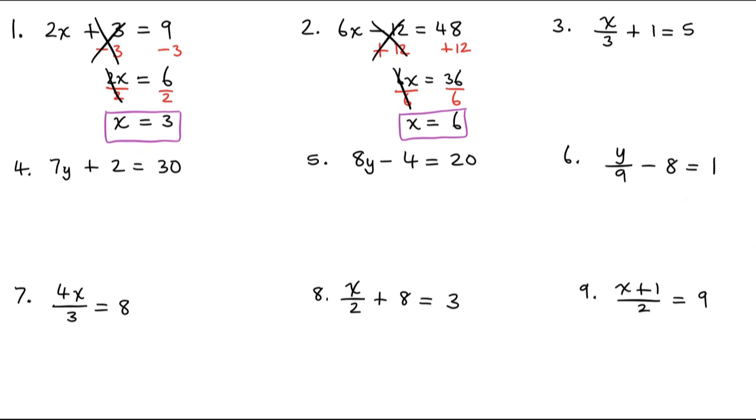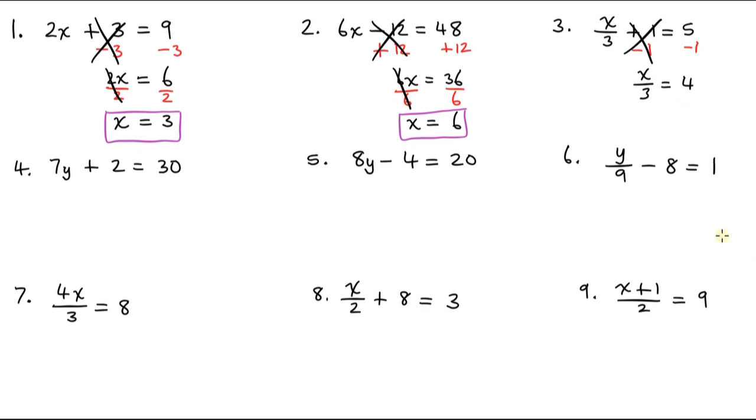Okay, question number 3. x divided by 3 plus 1 equals 5. So this time, to get x on its own, I'm going to get rid of this plus 1 first. So if I subtract 1 from the left and subtract 1 from the right, well, now I've still got that x over 3. So x divided by 3. The 1's just cancel. And on the right-hand side, 5 minus 1 is equal to 4.